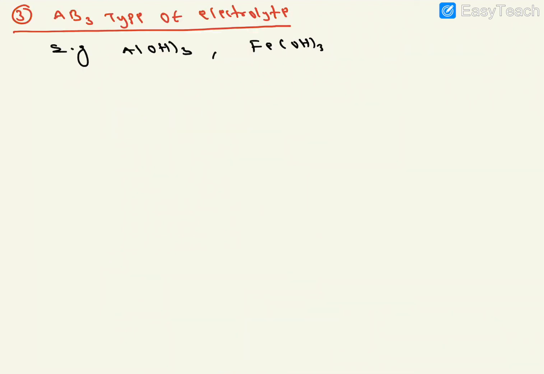Right, next type of electrolyte: AB3 type of electrolyte. Let us say the electrolyte Al(OH)3 is dissolved here. It forms Al plus 3 ions plus 3 OH minus ions. Here the solubility is S. The stoichiometric coefficient is 3 here, and whatever the stoichiometric coefficient, we take the same power. Here the stoichiometry is 1, so 1 and here 3.